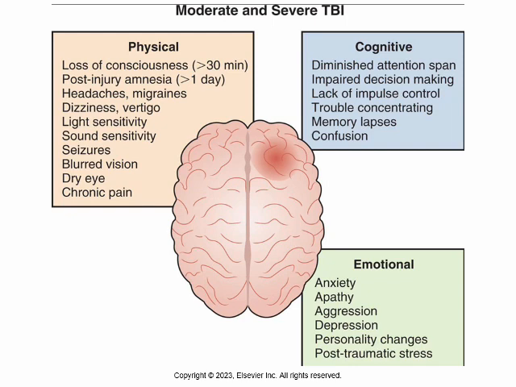With their cognition, they may have a diminished attention span, impaired decision-making, lack of impulse control, trouble concentrating, memory lapses, and confusion. Emotionally, they can have trouble with anxiety, apathy, aggression, depression, personality changes, and post-traumatic stress.